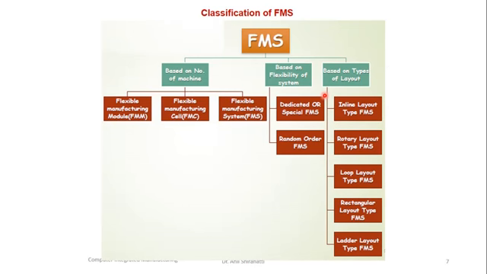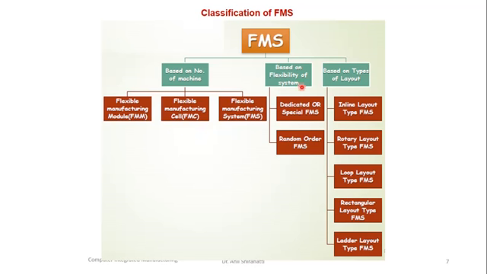So there are different types of classification. Flexible manufacturing systems are divided into three parts: based on the number of machines, based on the flexibility of the system, and third, based on the type of layout. Based on the number of machines, they are defined as flexible manufacturing module, flexible manufacturing cell, and flexible manufacturing system. In short, they are called FMM, FMC, and FMS.